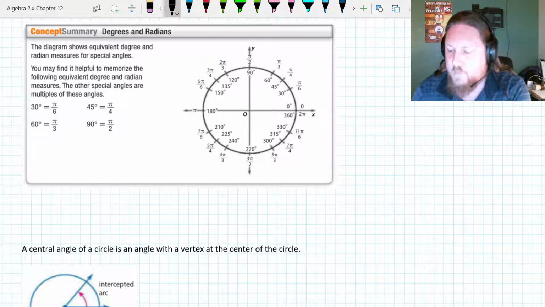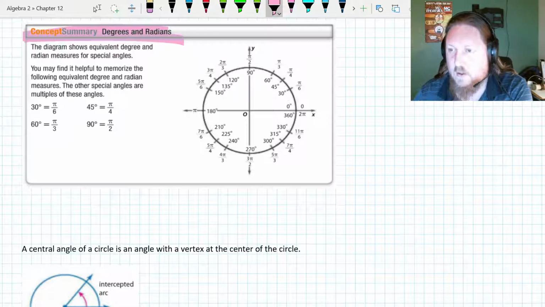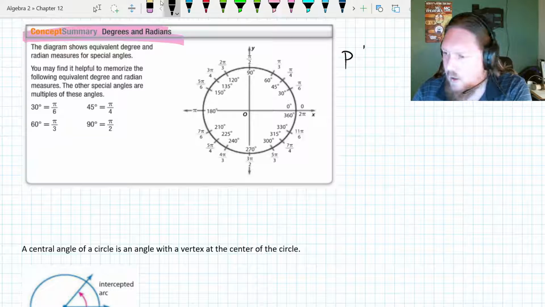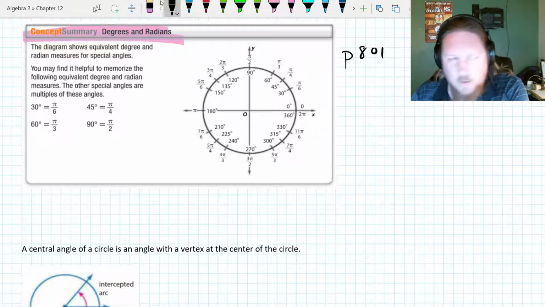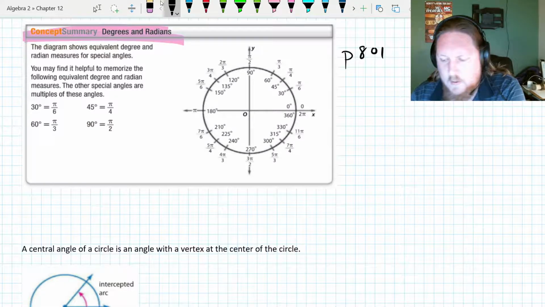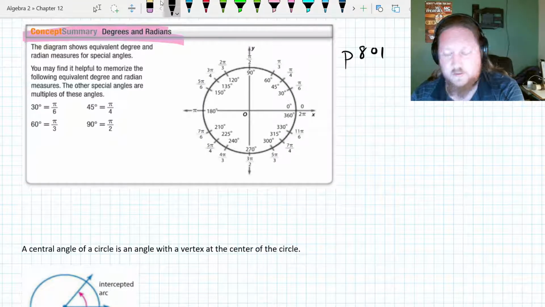Okay, so they have a nice little chart here. I can't remember what page it's on. Page 801. But the idea is if 30 degrees was pi over 6, well, you could write them in the same spot on a triangle. And that's the idea, or on a circle.